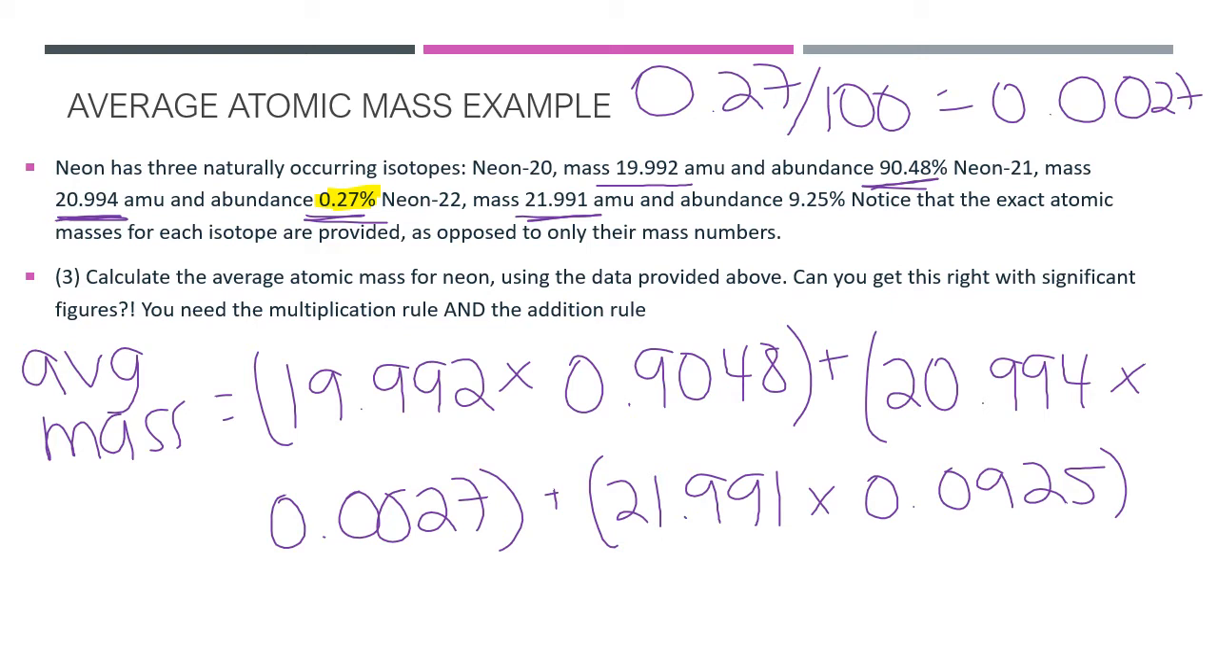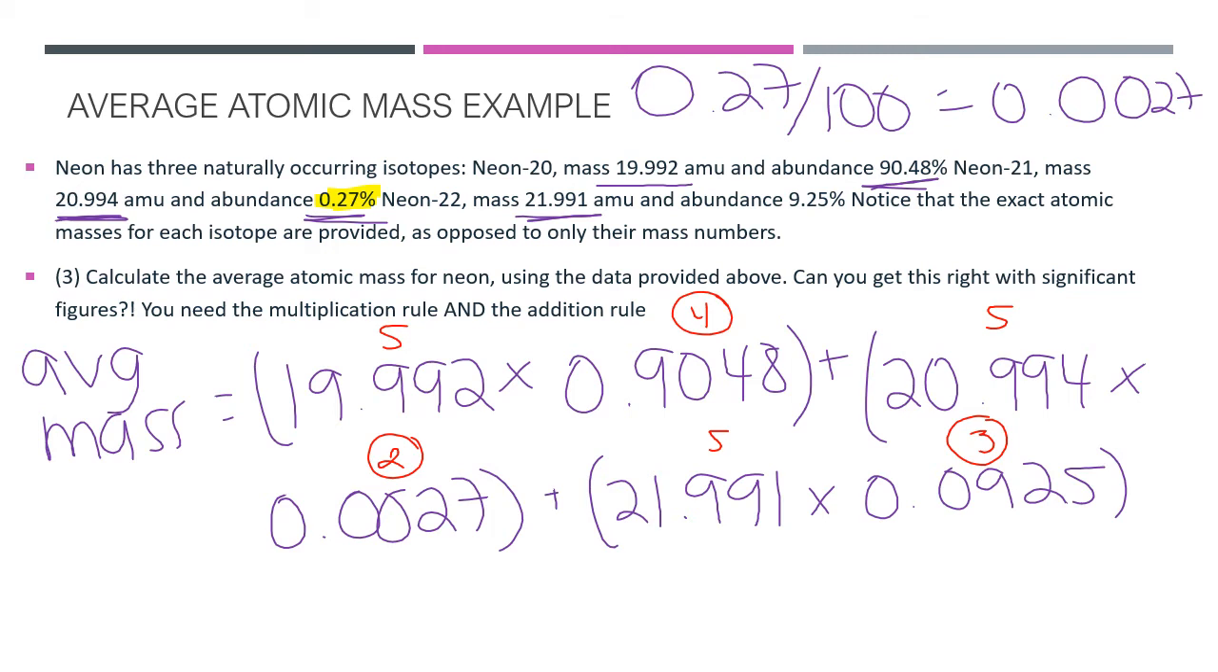Okay, now for the sig fig part, because I do want to go over that. We have to do the multiplication rule first. And the multiplication rule is when you multiply, your answer should have as many sig figs as the least amount of what you're multiplying. For this first part, 19.992 has 5 sig figs, 0.9048 has 4. So when I multiply those, my number should have 4 sig figs. 20.994 has 5, 0.0027 has 2. So when I multiply those two, my number should have 2 sig figs. And then for these last two, that one has 5, this one has 3. So my number should have 3 sig figs when I multiply those. I'm going to go to the next slide to do the rest of it because I clearly have run out of room.